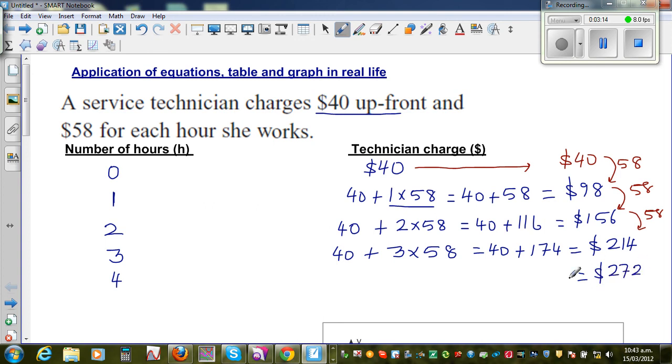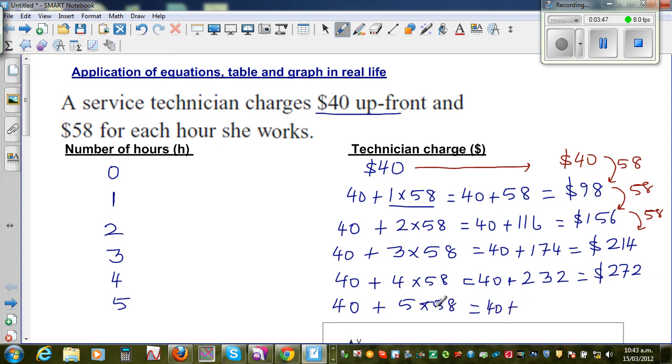Or you can do this, that is 40 plus 4 times 58, which is 40 plus, 4 times 50 is 200 plus 32, which is 232, which is 272. And for 5 hours, it is 40 plus 5 times 58. So how would I do it without the calculator? 5 times 50 is 250 plus 40, which is 290. So this is $330.